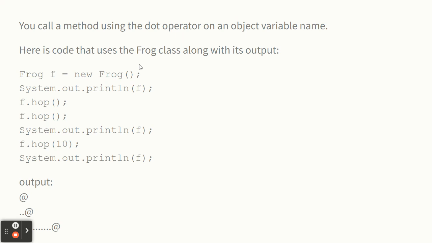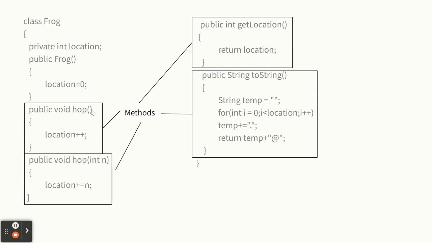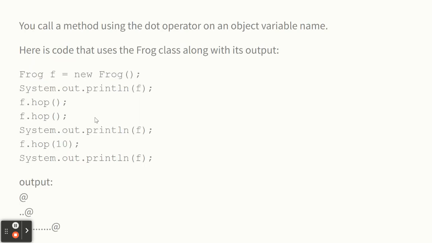How do you call a method? You use the dot operator. So here's code that uses the frog class. Check it out. Frog f equals new frog. So I created a frog. This is like what we did last class where we created a rectangle or a square, right? And I print it, system.out.println f. So then the print code in there runs. Now I hop the frog. This is the dot operator. If I want the frog to hop, I just type f.hop, and you have to have empty parentheses because back here, there's empty parentheses on hop. And then I print again, and check it out.